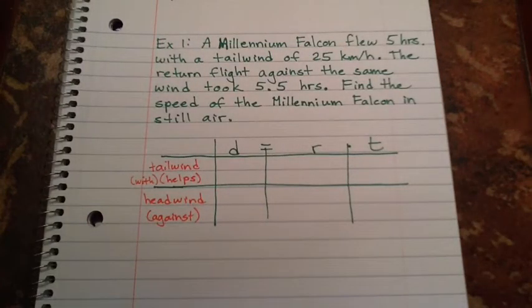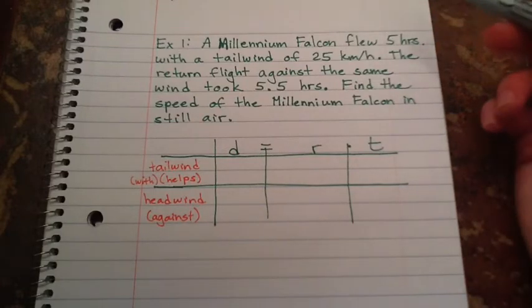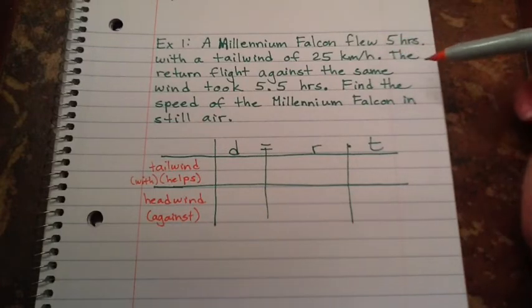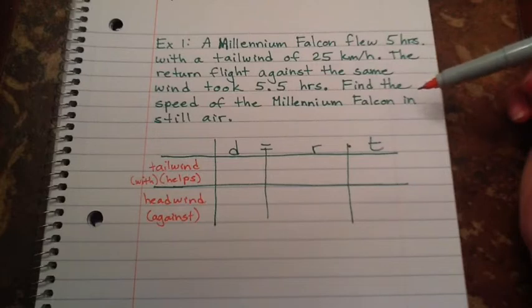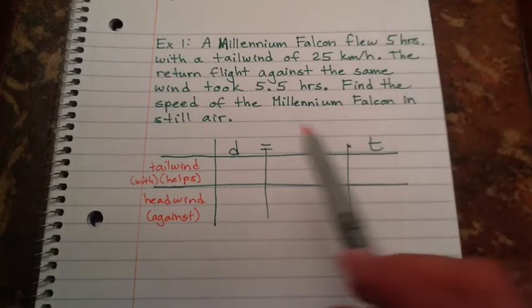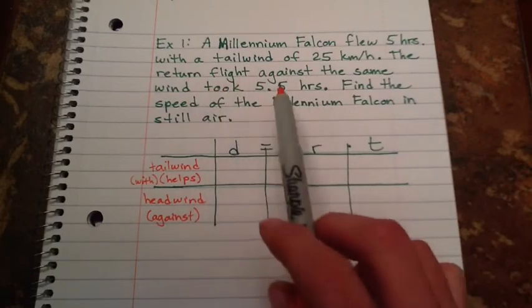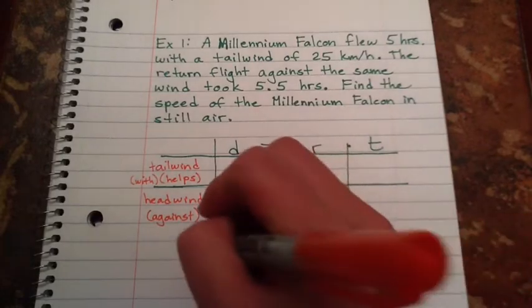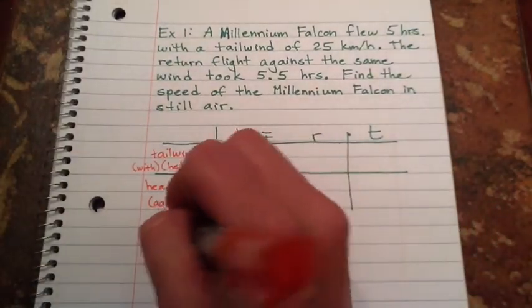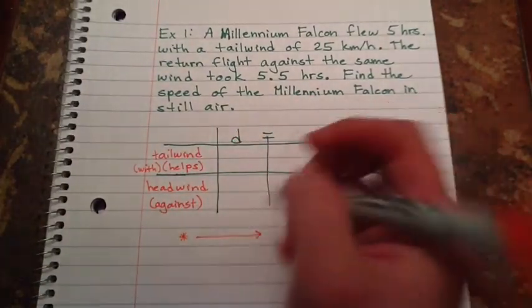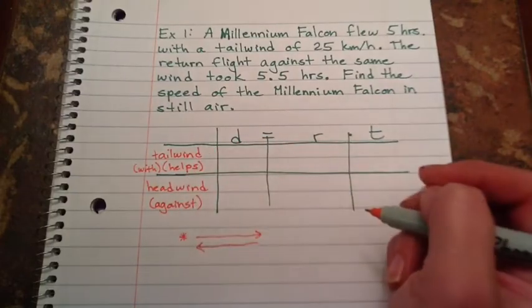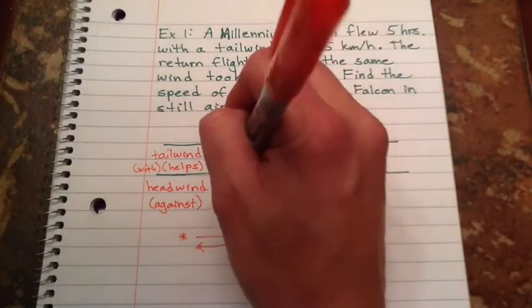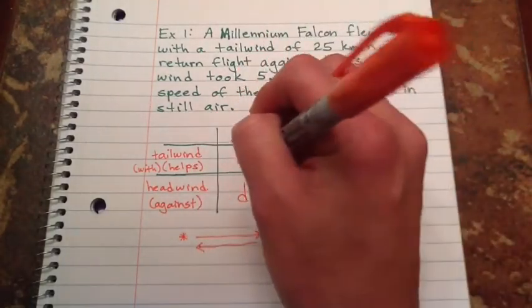Now you're just going to look for information you can fill in. Does it give you anything about the distance? Look through there. The only thing I see about distance is that it flew somewhere and then it returned. So what I do know is that it went from one place, stopped there, and then went back, which means my distance is the same each time.